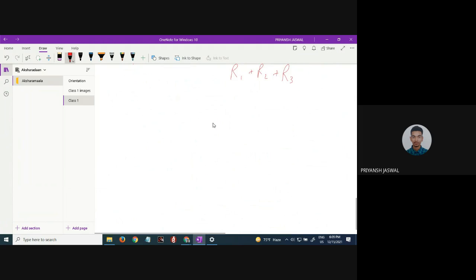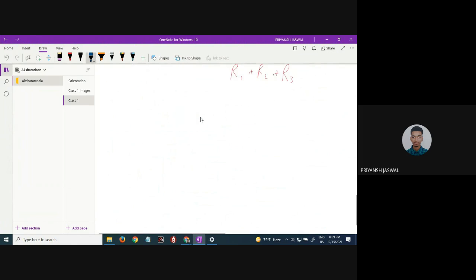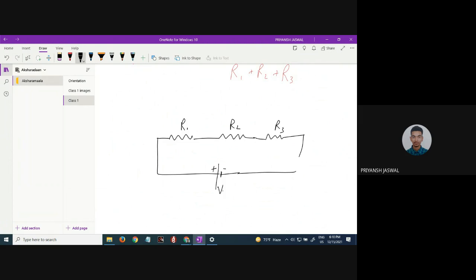Okay. And suppose, quickly, yeah, let's make a new diagram again. This is R1, R2, R3. I'll make it more spacious. Same potential battery or the DC battery is connected, that is equal to V. This is a series circuit again. Same circuit from before.